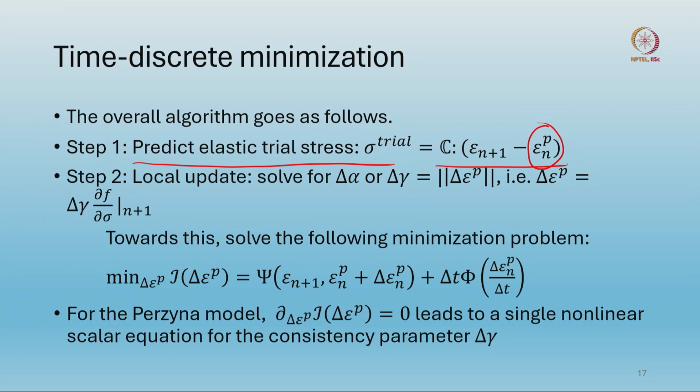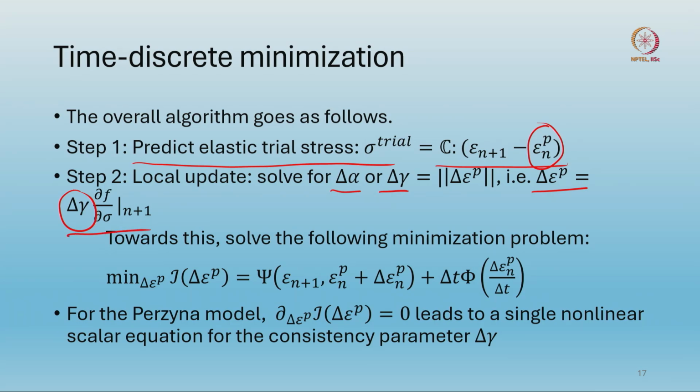In step 2, we do the local update. That means we solve the local update for the variational problem, that is, to update the alpha. In this particular case, alpha could be just epsilon p, the plastic strain. So, we need to find delta alpha. If it is only in the form of plastic strain, then you need to find delta gamma, which is the norm of delta epsilon p. So, delta epsilon p is basically delta gamma times delta f by delta sigma at n plus 1, where f is the yield function, which gives you the normal to the yield surface. Because we already know that in the Perzyna model the concept of a yield surface is still there in viscoplasticity. So, this is my delta epsilon p.